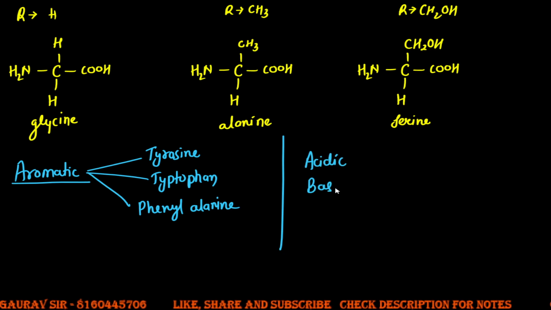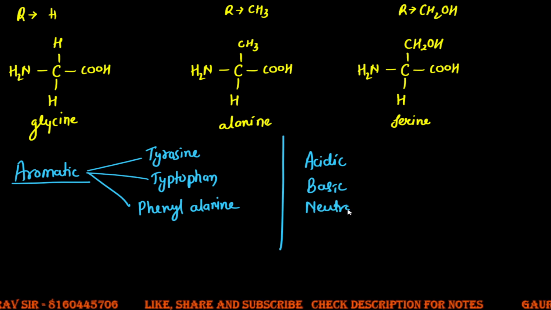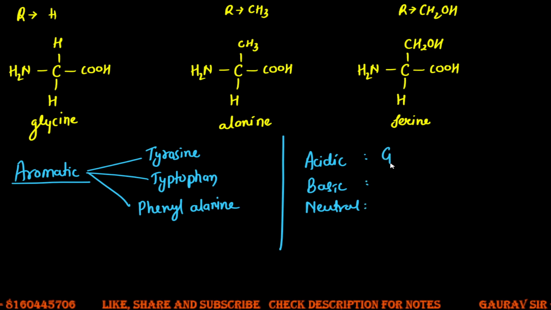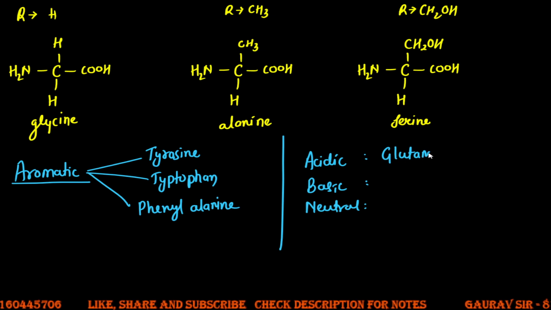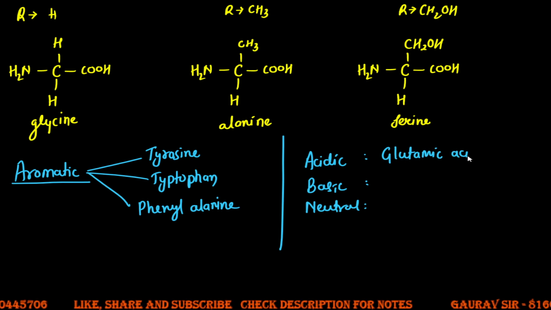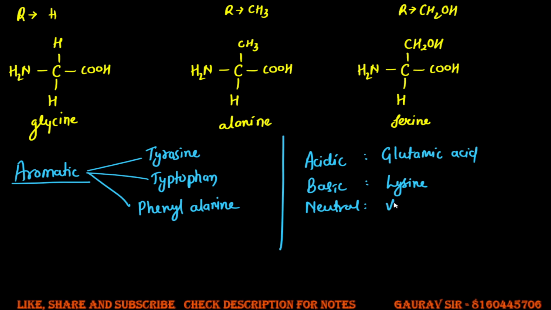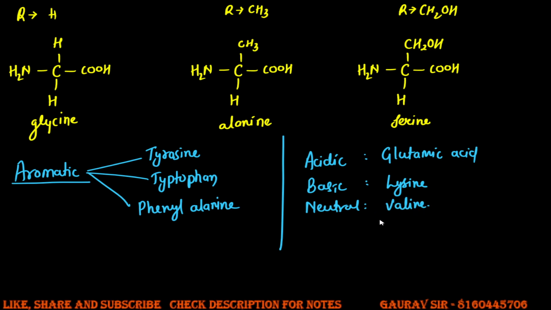Now also you could have the amino acid as acidic, basic, and neutral. One example of an acidic amino acid is glutamic acid. The basic amino acid is lysine. I'm giving you only one example, there are others as well. Okay, the neutral is valine.